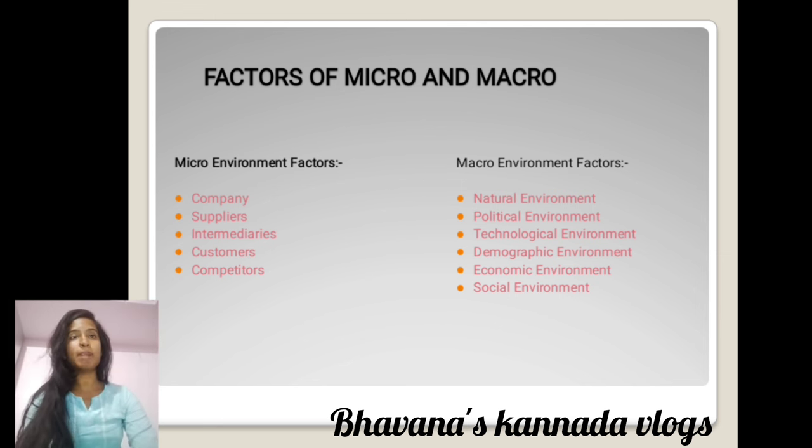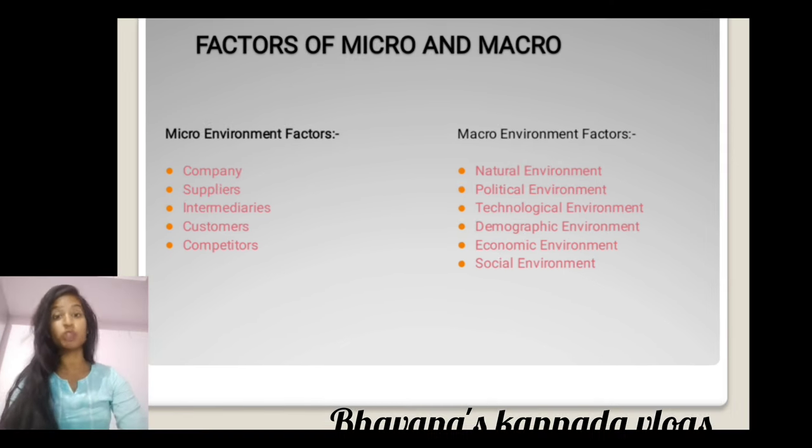Next one is the general public. The general public is nothing but the people who are going to buy the products, or the final end users. Here the public refers to the group of people who have an actual interest in the product which the company is going to produce.